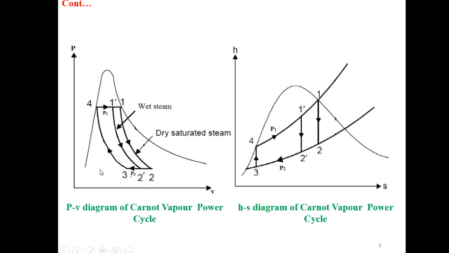For the PV diagram, again draw the dome. This is the dome, and then again draw two horizontal lines, this one and this one. For the HS diagram, again we need to draw the dome. This is the dome. Then draw two pressure lines. The first pressure line is this one, then draw the second line, this one.